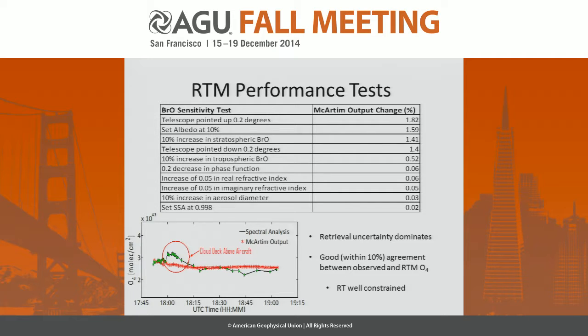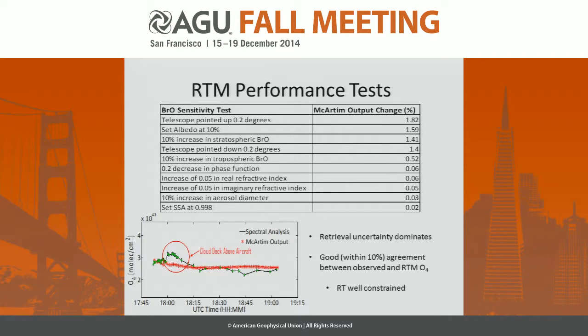We also performed an O4 comparison for the DSCDs between the RTM as well as our spectral analysis. Now, O4 is a collisional complex between oxygen molecules, and this is very important for us because oxygen is well mixed in the atmosphere, and it's also well quantified. We know the concentration. So if we can produce a proper comparison, this tells us that both analyses are observing the same optical path length as each other, which is extremely important, of course, for determining BrO concentrations.